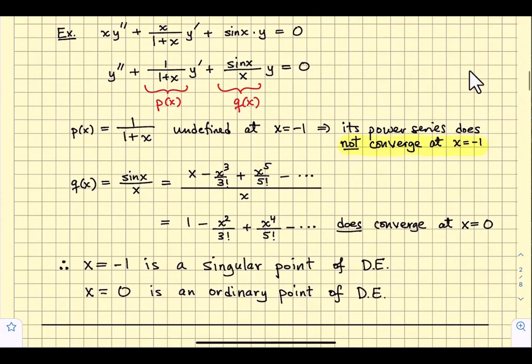On the other hand, if you took the q function, q of x is sine of x over x, and you were to expand sine x out in its power series, leave x alone, and then simplify this, notice that this series does converge at x equals 0, even though it looks like the denominator would be 0 at 0. The power series does converge there. So you just need to be careful to check the convergence of the power series at a particular point to know if it's a singular point or an ordinary point.